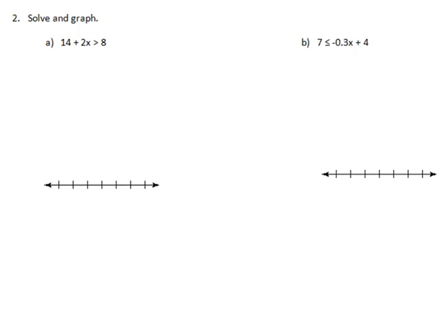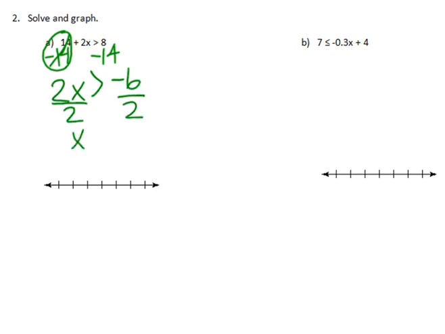Okay, next we're going to solve and graph some inequalities. The first one is just a simple 2 steps. We're going to start by subtracting 14 on each side. So here's your 0 pair, and we'll have 2x is greater than negative 6, and then we'll divide by 2 to get x is greater than negative 3. And then we can label negative 3. Actually, let's move that over. So negative 4, negative 3.